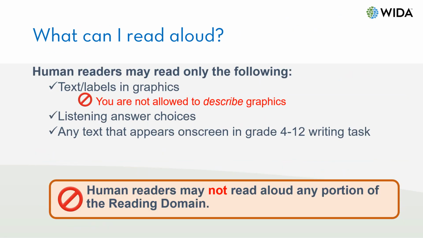So, what can you read aloud? Human readers may read only the following: text or labels and graphics, listening answer choices, or any text that appears on screen in grade 4 through 12 writing tasks. You are not allowed to describe graphics, and human readers may not read aloud any portion of the reading domain.